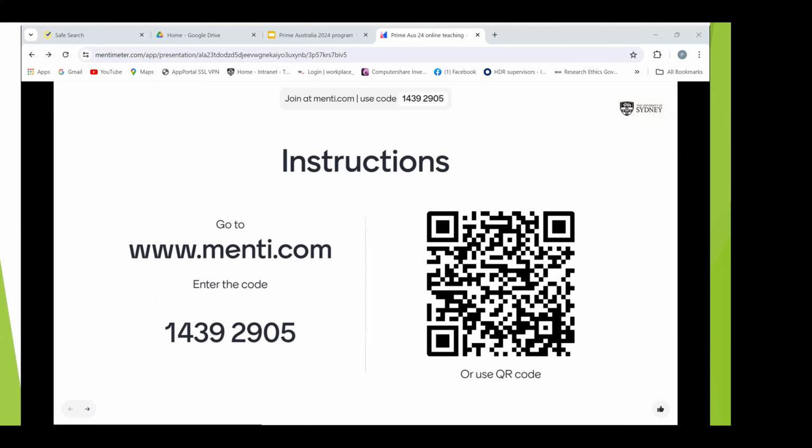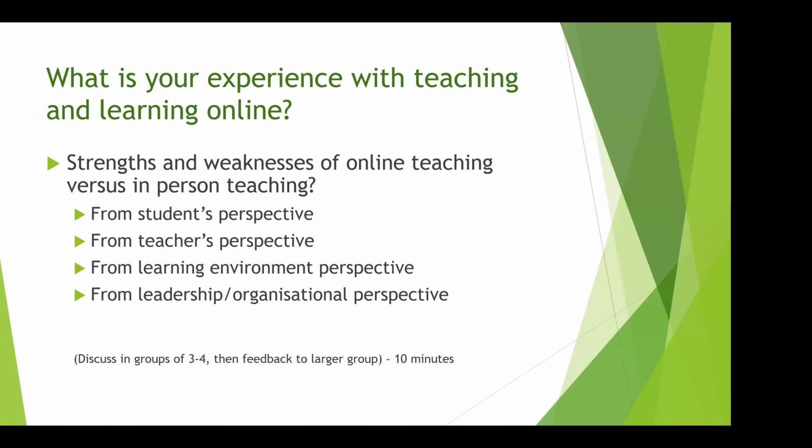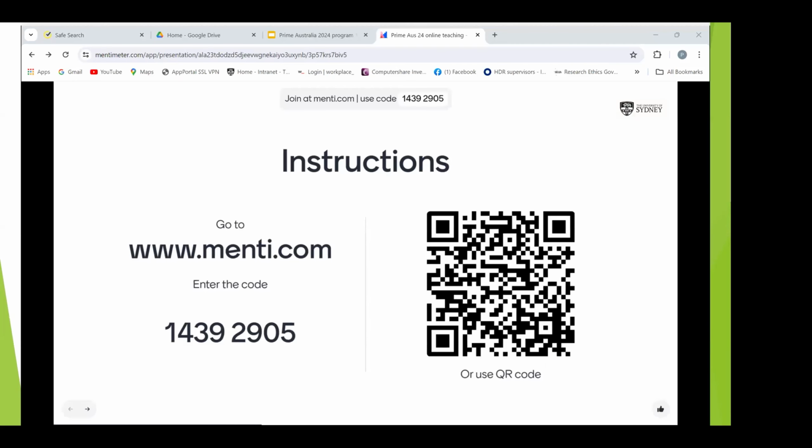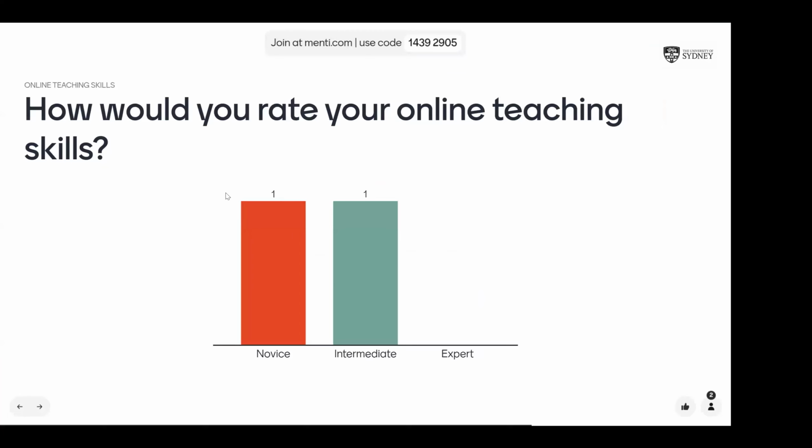That's your QR code, or you can type it in, and it will just ask you what your experience is with teaching online. Sorry, there it is. Is everyone there? The options are novice, intermediate, and expert. It will be interesting to see in the room where people think they're at in terms of online. The young people haven't entered yet. There's no expert.